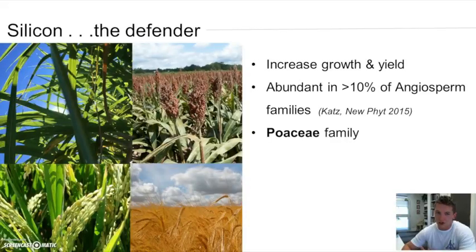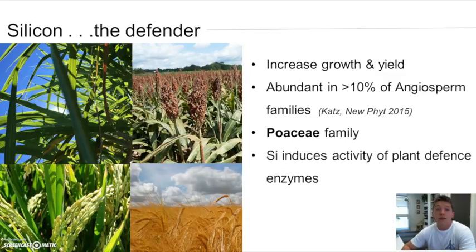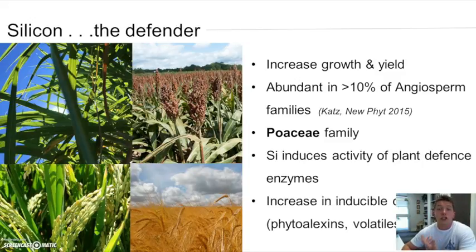But generally speaking, the grasses are very high silicon accumulating plants. Rice, for example, can be more than 10% dry weight of silicon. And aside from the increases in growth and yield, we also see that silicon induces activity of plant defense enzymes and increases inducible defenses as well, so phytoalexins and herbivore-induced plant volatiles.